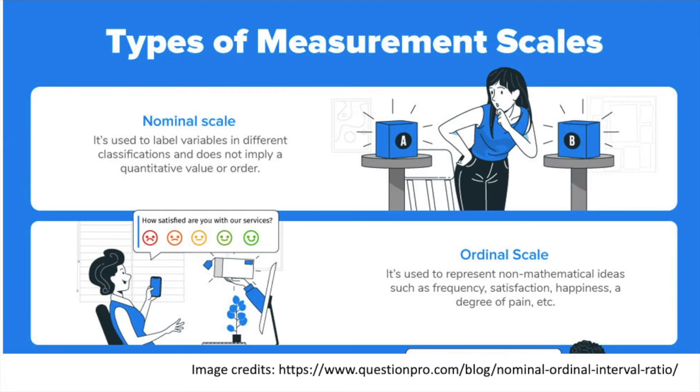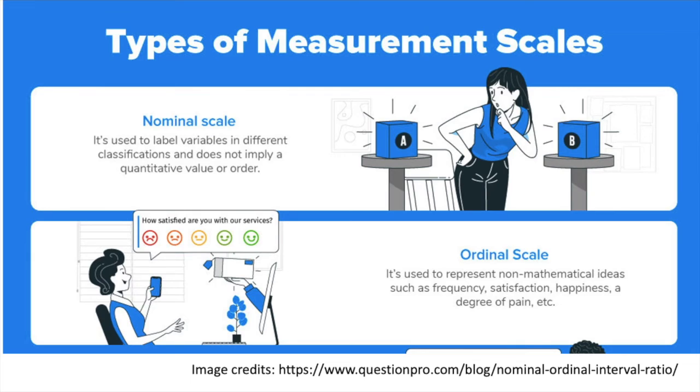The nominal scale is used to label variables in different classifications and does not imply a quantitative value or order. So, nominal scale examples are gender, political preferences, and place of residence.